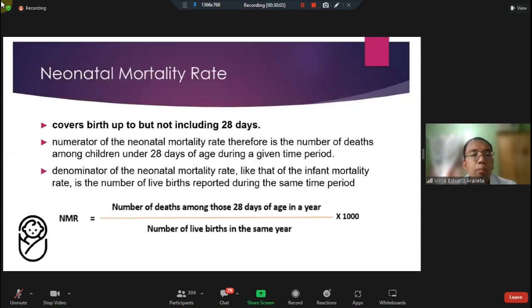And then neonatal mortality rate. This covers birth up to, but not including 28 days. The numerator of the neonatal mortality rate, therefore, is the number of deaths among children under 28 days during a given time period, as shown in this formula. So the denominator would be the number of live births in the same year times 1,000.